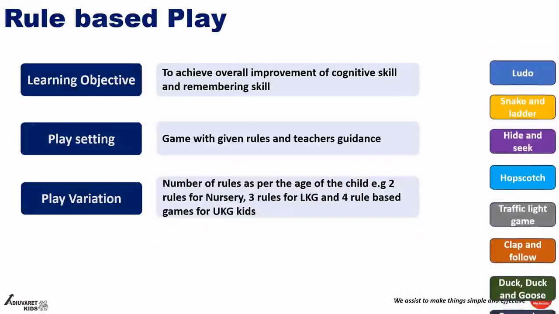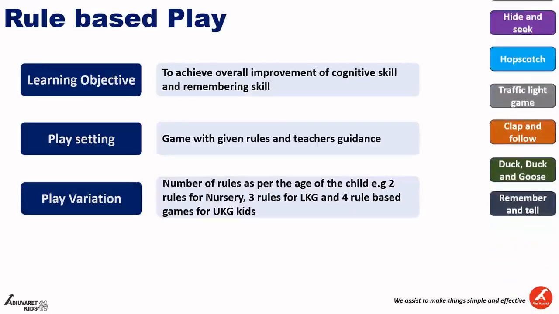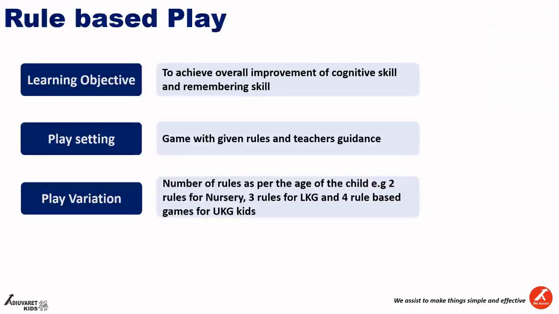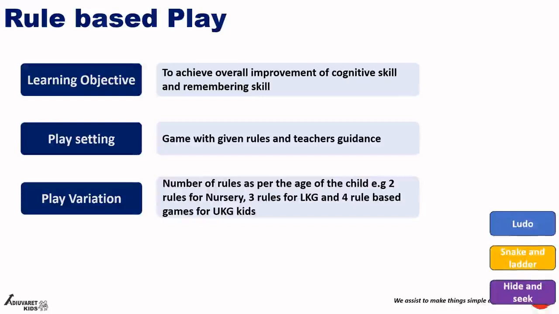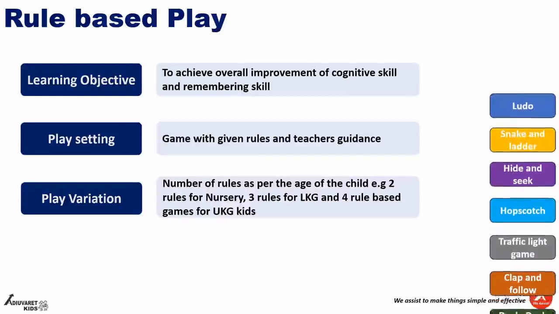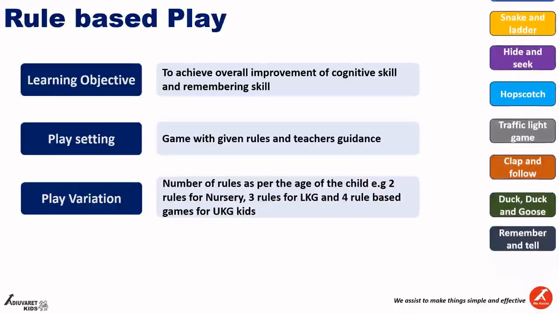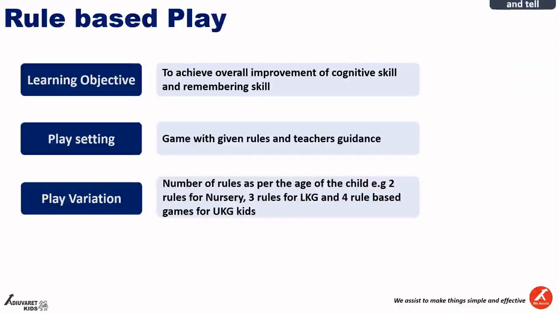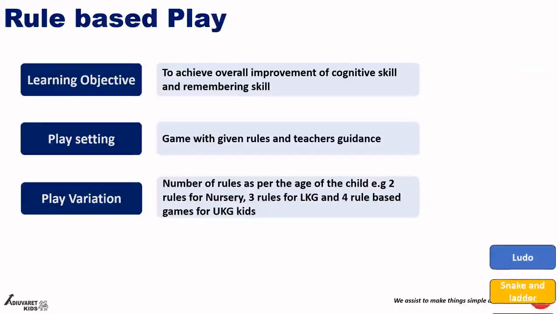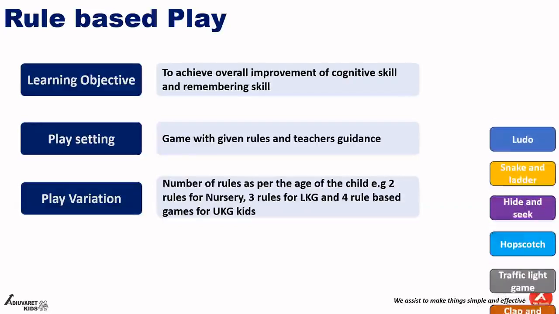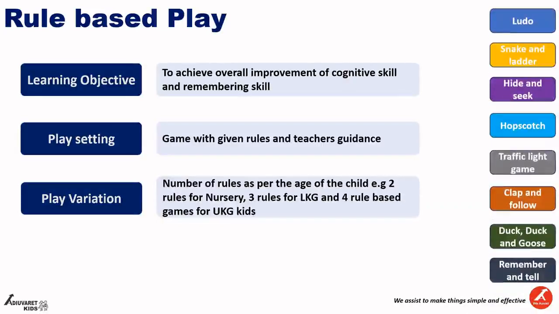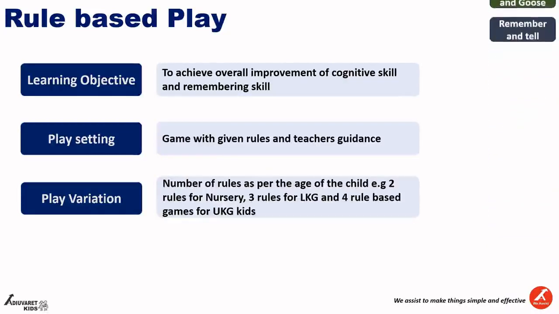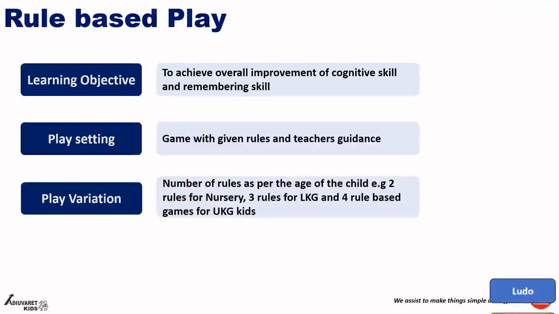And variation in the game, we need to be very, very careful about setting the rules for any game, because we know that the children's remembering capability varies from age to age. For example, a 3 years child can remember one or two steps or two rules, whereas a child in UKG may remember 4 5 rules. So considering such development of children in different classes, we may set as a thumb rule two rules for children in nursery, three rule-based games for children in LKG, and four rule-based games for children in the UKG class.